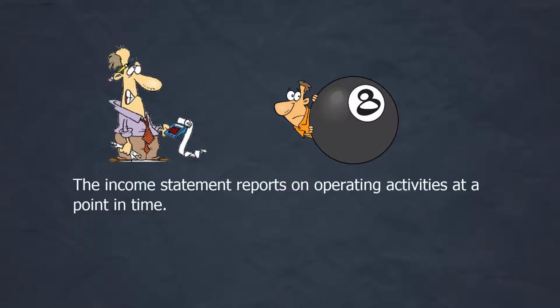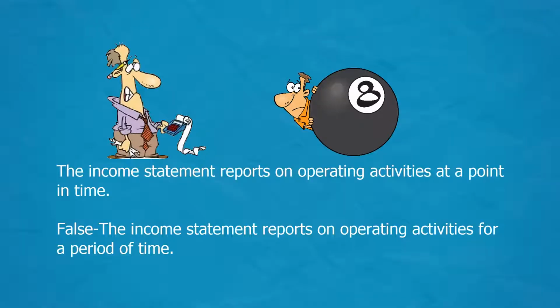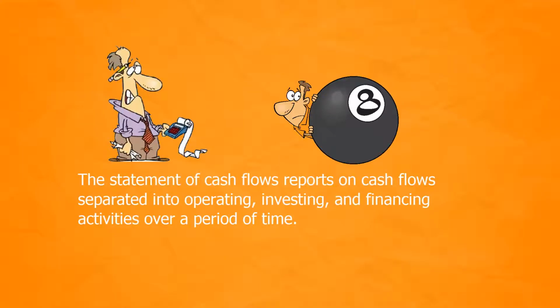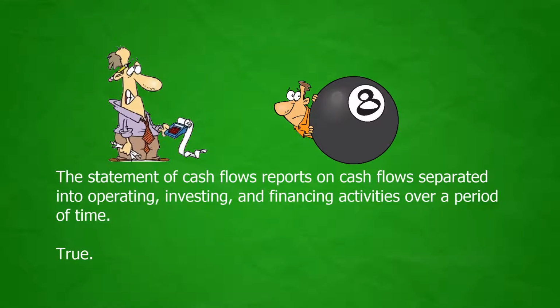The income statement reports on operating activities at a point in time. False. The income statement reports on operating activities for a period of time. The statement of cash flows reports on cash flows separated into operating, investing, and financing activities over a period of time. True.